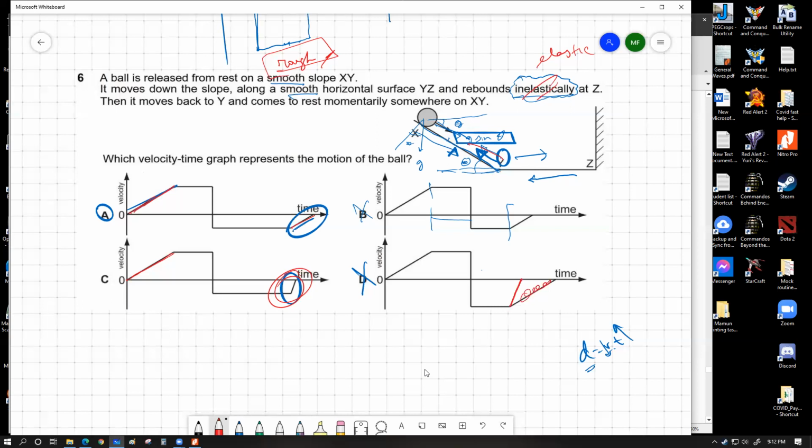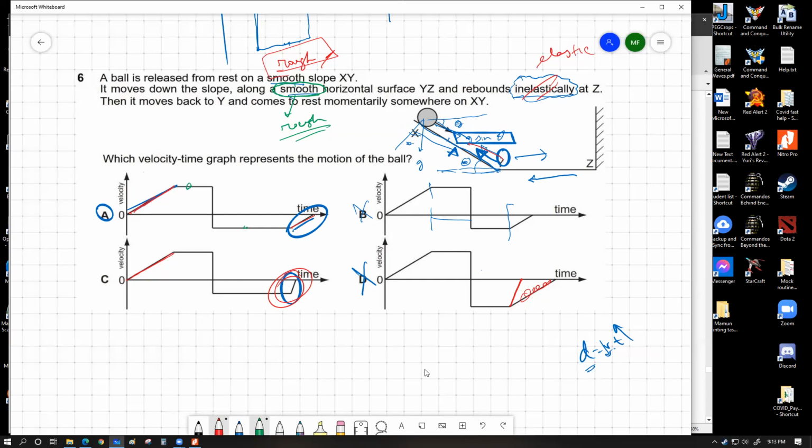Do you understand, Balban? Yes, sir. Okay, there is one part I haven't talked about yet: what if they tried to change the description of this part, smooth horizontal surface yz? If they called it rough, which segment of our graph would change? The first horizontal line. Both of these horizontal lines would change, they should become slanted towards the x-axis.